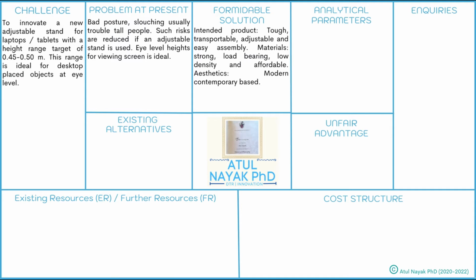Now looking at the middle column, entitled Formidable Solution. The intended product is described as tough, easily transportable, easy to assemble and adjust. And material properties. So what properties are sought after? Strong, load-bearing, low density, robust and affordable.